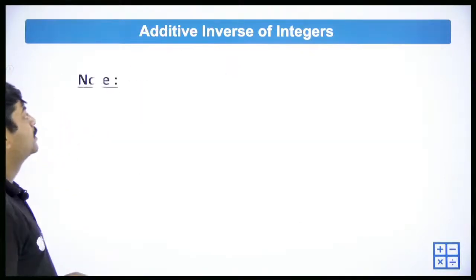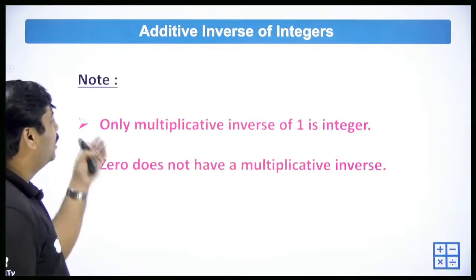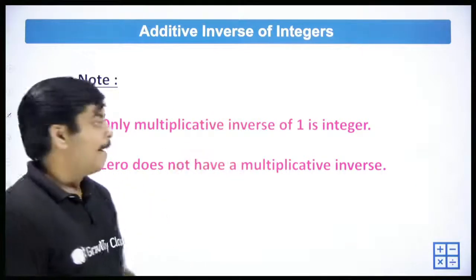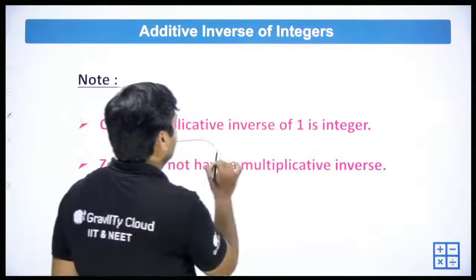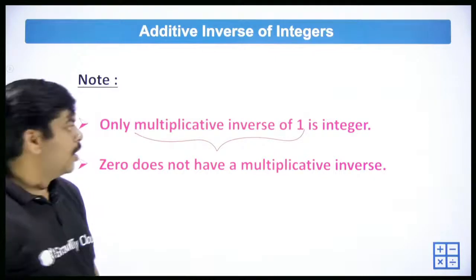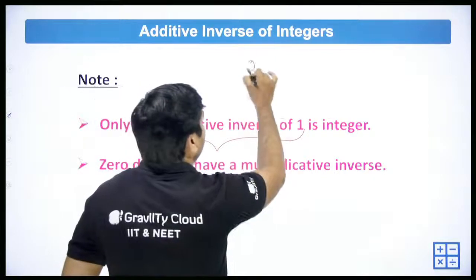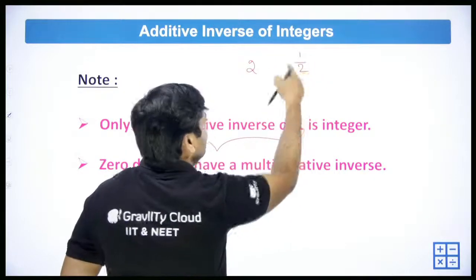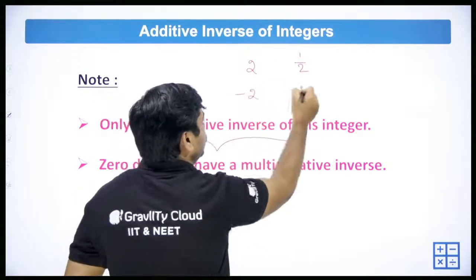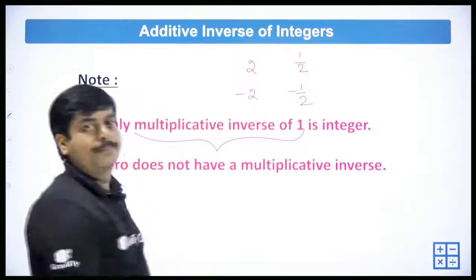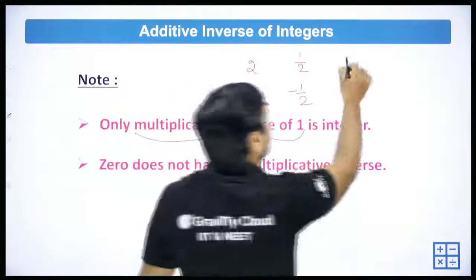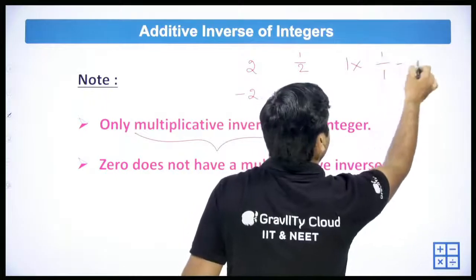Next we are going to discuss that only the multiplicative inverse of 1 is an integer. Why? For the number 2, what is the multiplicative inverse? 1 by 2. Is it an integer? This is an integer, but this is not an integer. For minus 2, minus 1 by 2. But is that an integer? No. But only for the number 1, 1 into 1 by 1 will give you 1.